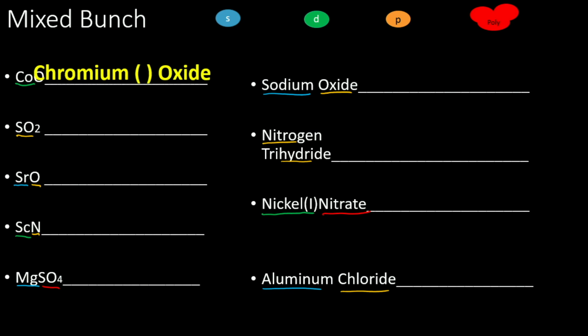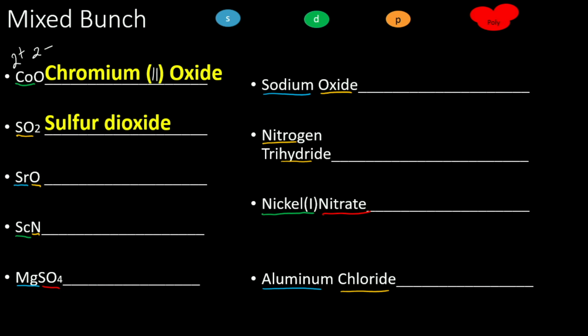Our first one is chromium oxide, but we need to determine the charge for our metal. We're going to use the charge of our non-metal to determine the charge of our metal. Oxygen we know has a 2- charge. We have one of each, therefore the metal has to be 2 positive. So we'll write down the Roman numeral 2 in parentheses after the metal. Next, SO2. We are talking about a molecular compound, and this is where we use prefixes to represent the number of atoms of each element.